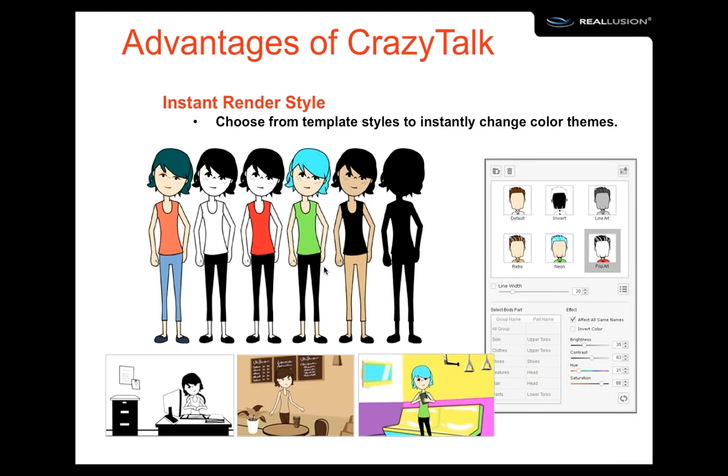So imagine that you finish an entire animation. At the very end, you decide that you want this animation to be in black and white. Well, it's simple. You just select the entire scene, open the render style options, and play around with the color until you're satisfied with the look of it.